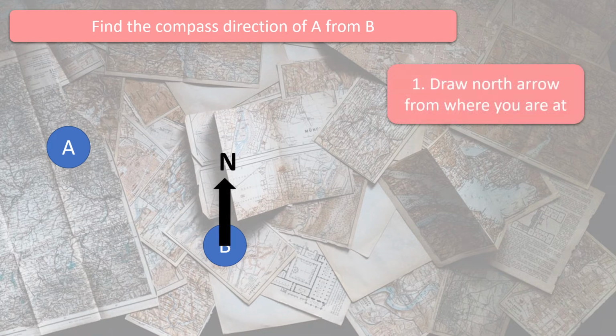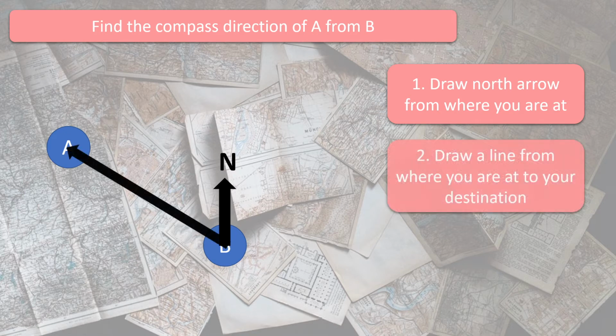So the first step to finding the compass direction is draw the north arrow from where you are at. So for B here, I'm at B. I draw the north arrow straight from where I am at. So I draw this straight line here. In my second step, what I do next is that I draw a line from the center of B to A, to wherever I am supposed to measure. So you see this straight line here. I have my north arrow and then I have this straight line connecting B and A.